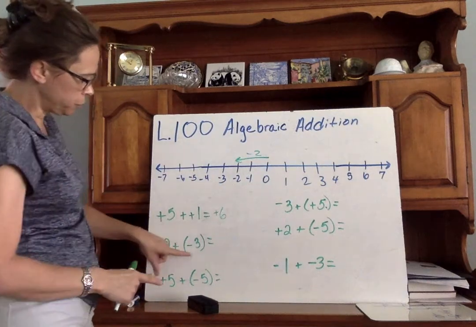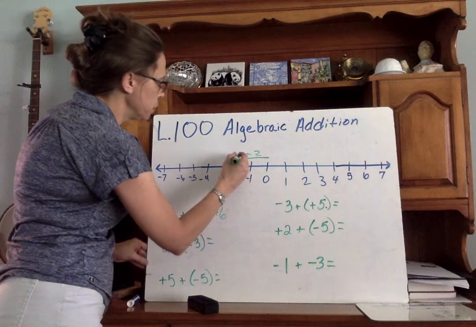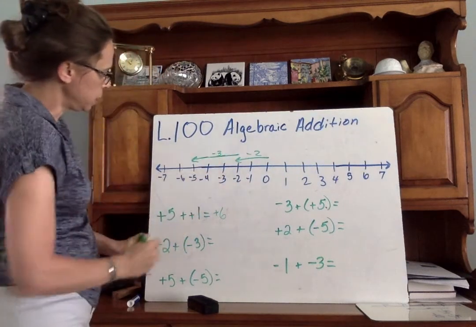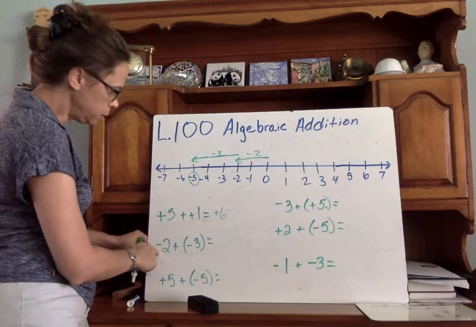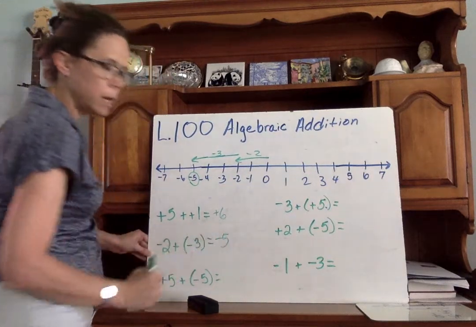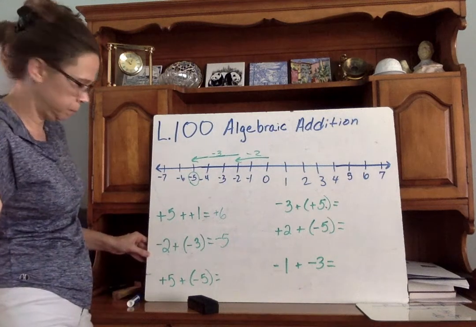And then it tells me to go 3 more in the negative direction. So I need to go 3 more this way. 1, 2, 3. So 3 more in the negative direction. That takes me to -5. Okay, so -2 plus a -3 takes me to -5. Two negative numbers, when I added them together, I got a negative answer, right?